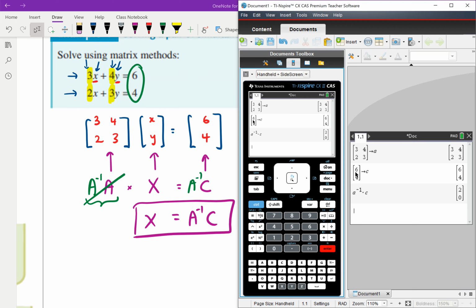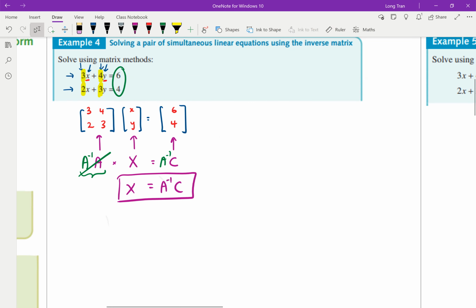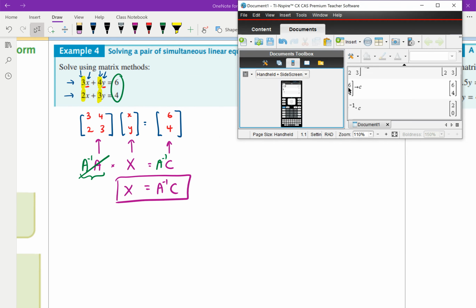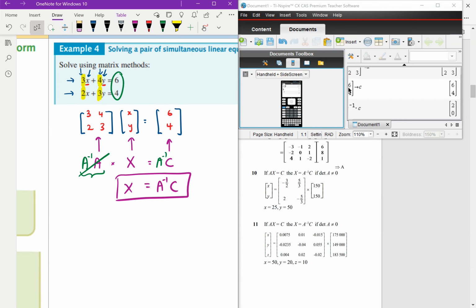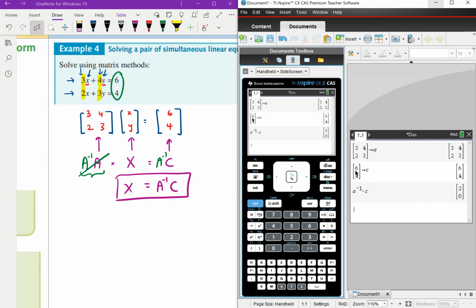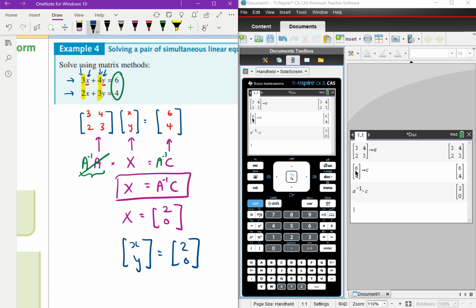So this tells me now, if I just go back here, sorry, let's do this again. If I go back here, our answer is a 2 by 1 matrix, 2, 0. But remember, the matrix X was XY is equal to 2, 0. So what this tells me is the X value. If they said find out X and find out Y, X is equal to 2 and Y is equal to 0. That's using matrix methods.